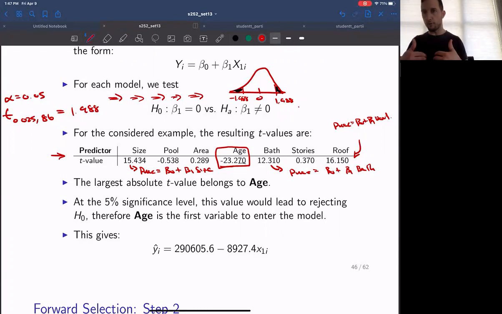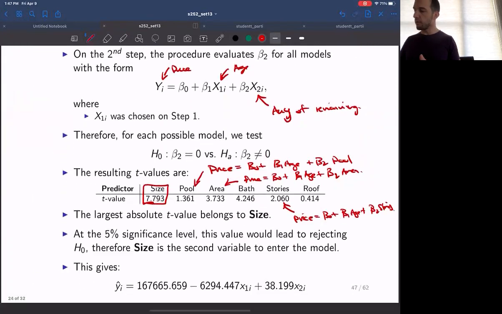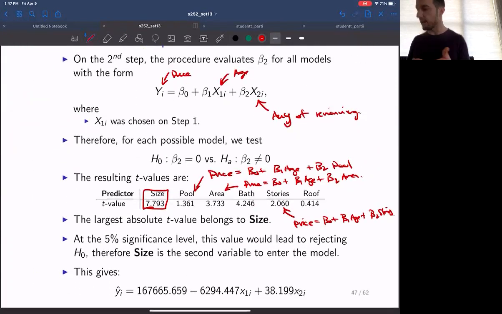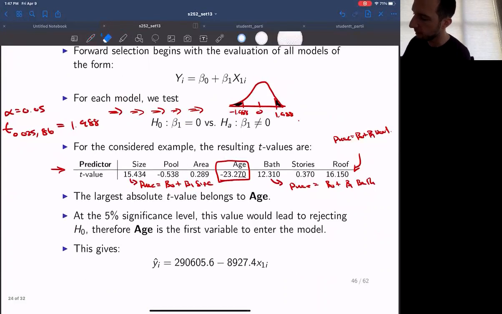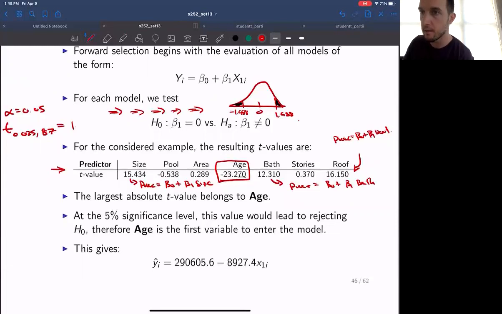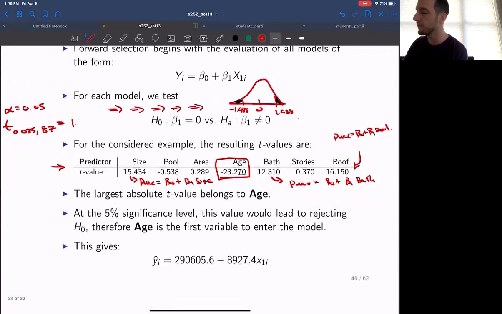So now let's go forward. We said age is the most important, so we've put that into the model. Now we're redoing the exact same process, but the difference here is we have alpha 0.05, and now we're going to have a T value where, oh, sorry, I made a mistake. This would be on 87 because there's nothing in the model yet. No, let's just do it the proper way. We're going to keep this at 86. It'll be less confusing that way.